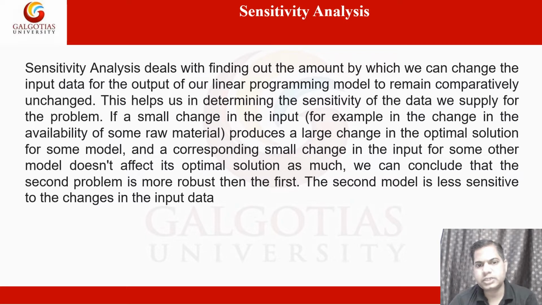If a small change in the input, for example a change in the availability of some raw material, produces a large change in the optimal solution for some model, and a corresponding small change in the input for some other model doesn't affect its optimal solution as much, we can conclude that the second problem is more robust than the first. That means the second model is less sensitive to the change in the input data.